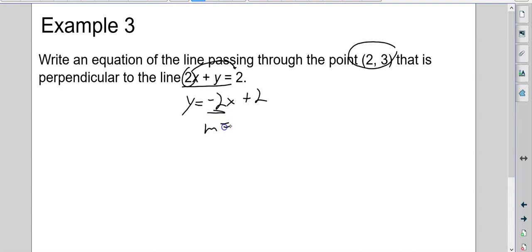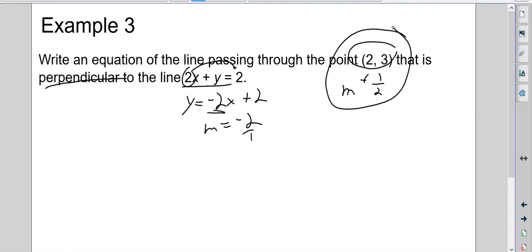So I'm going to identify this slope. But remember, I want a perpendicular line. So that means I need the opposite, so positive, and reciprocal. Okay? This is the information I'm going to use to solve my problem now. I don't need this anymore. My new slope is a positive 1/2 because it's perpendicular to negative 2.